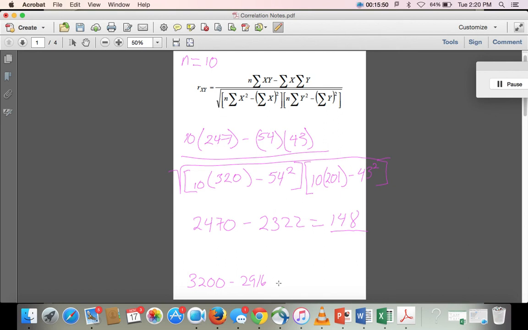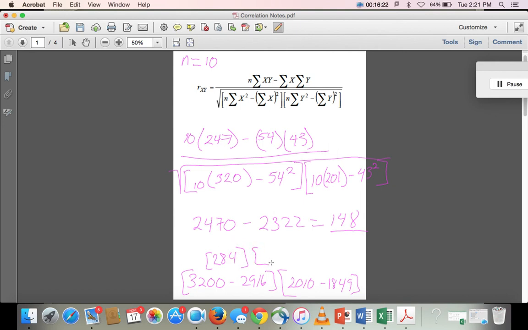And now in our particular case, that's going to be one of our brackets. Our next bracket is going to be 10 times 201. So that's going to be 2010 minus 1849, which is going to be 43 squared. So now 3200 minus 2916 is going to give you a value of 284. So that's our first bracket here, 284.